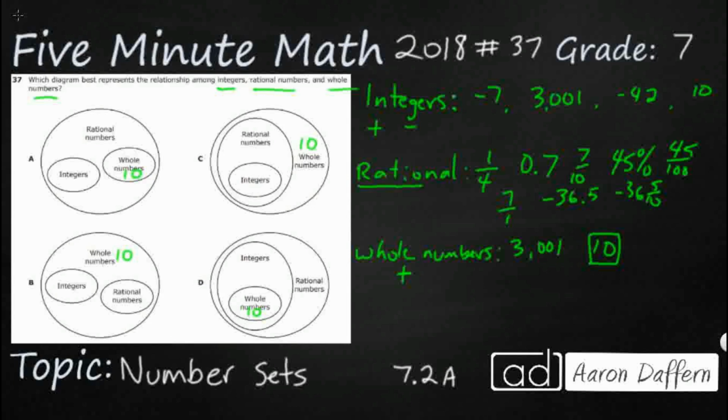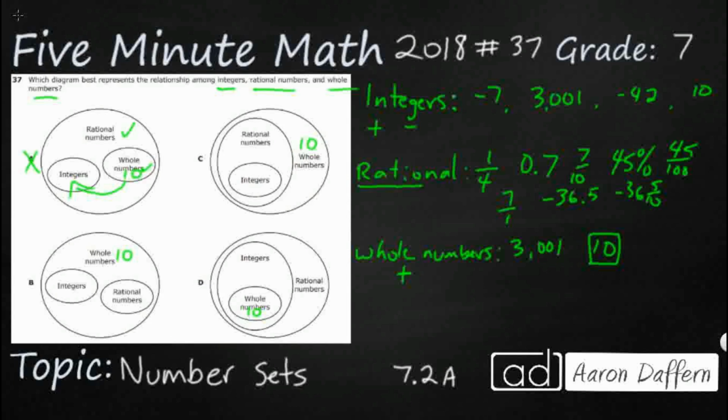So let's look at A. If I write 10 in this whole number, is my 10 a whole number? Yes. That whole number is within a rational number. So is 10 also a rational number? Yes, it is. But here's the problem: 10 is also an integer. It's a positive integer, but it's also an integer. So that whole number needs to be a part of that integer. So A is going to be incorrect.